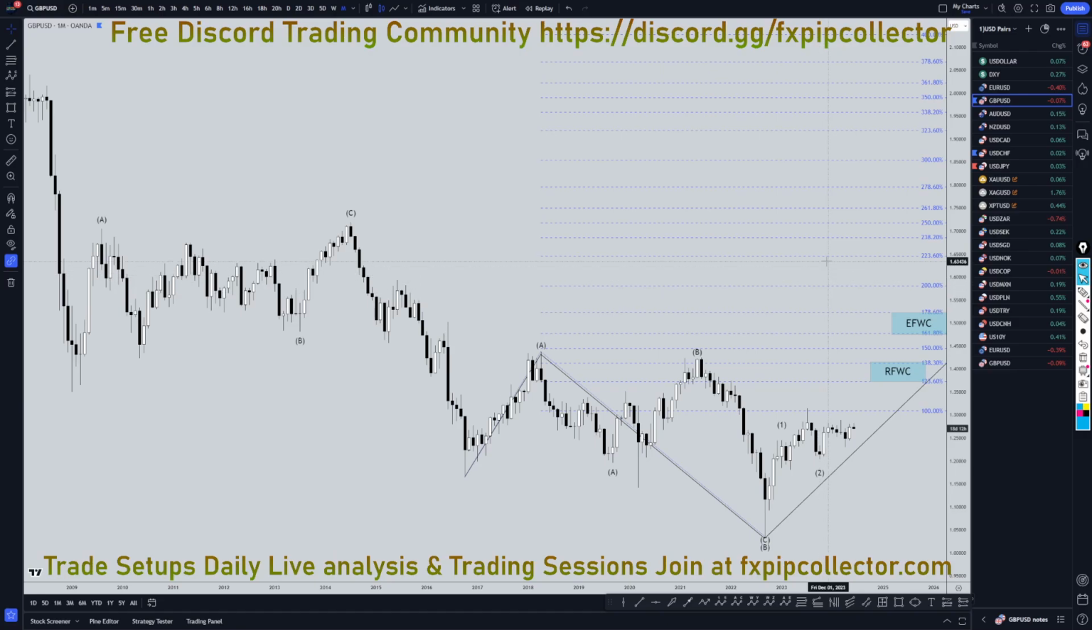Today is Monday, June 10th, and this is my analysis of the pound US dollar starting on the monthly, working my way down to the 1 hour time frame for the full top down analysis.